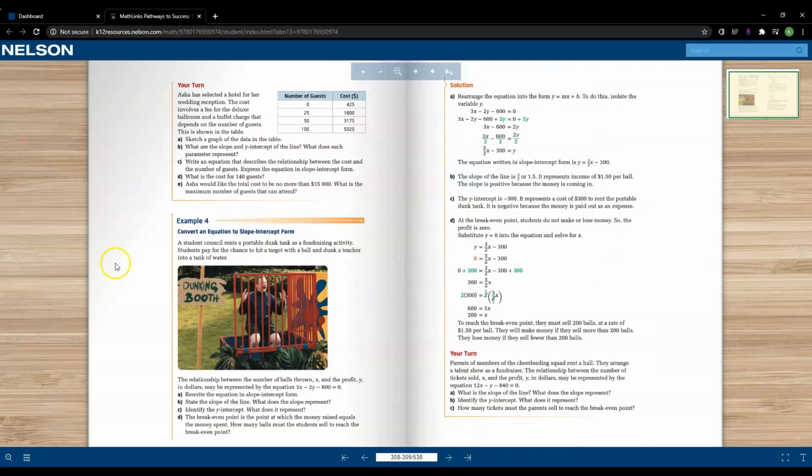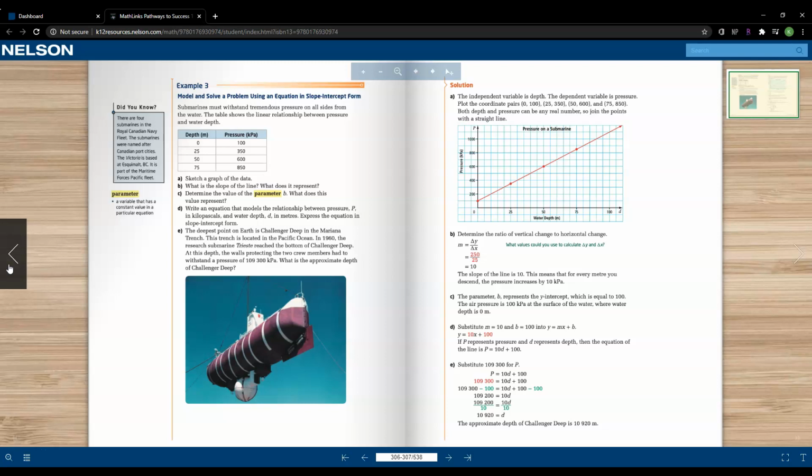I think there's 2. So we'll do the first one here. You're not going to get too many. You'll probably get 1 or 2 word problems on your homework and maybe 1 or 2 on the test. So let's go through this together. Model and solve a problem using an equation in slope-intercept form.